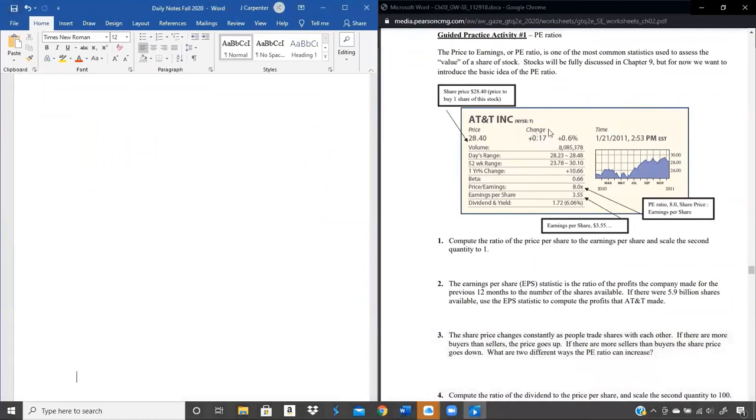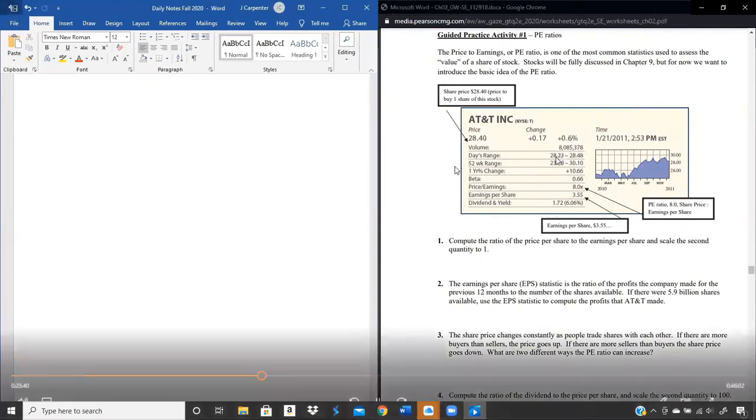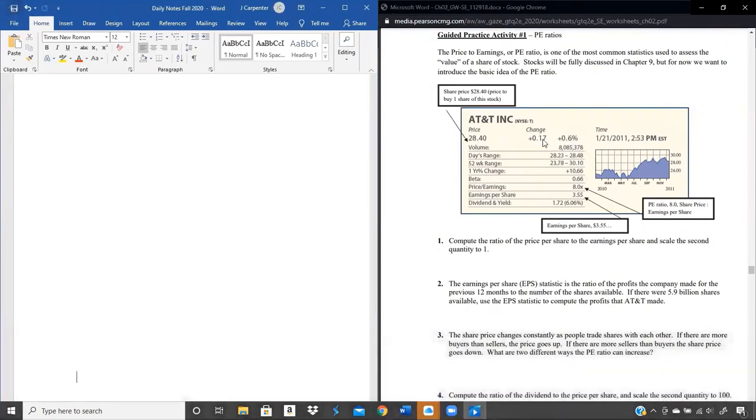Then we have change. So over the past day, it went up 0.17. That means it went up 17 cents. Then it shows that change as a percentage. We're going to start learning how to calculate percent changes in chapter 4, but for now, we're just going to take it at face value that it increased almost 1%. This says that 8 million shares were traded that day, between 28.23 and 28.43. So at one point it was a little higher than what it closed at, and at one point it was a little lower. But ultimately it went up 17 cents from open to close.